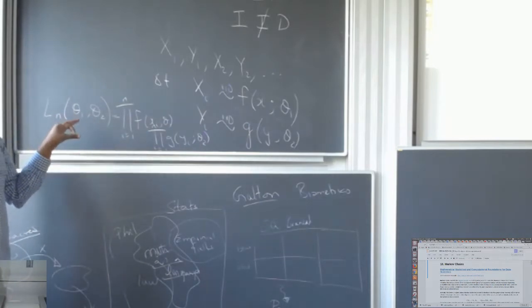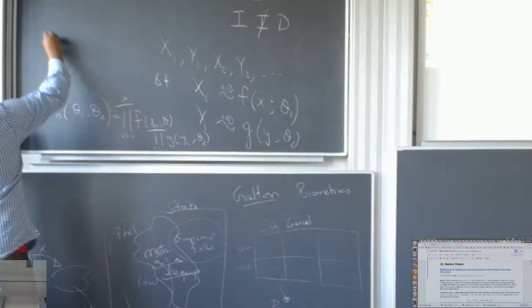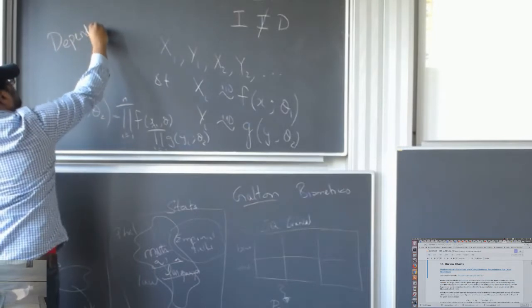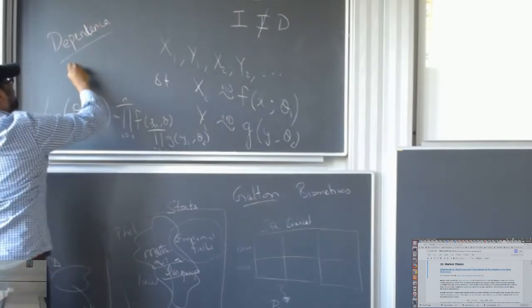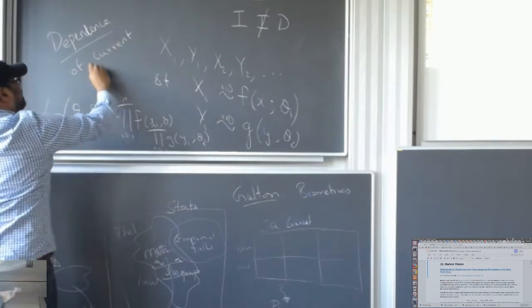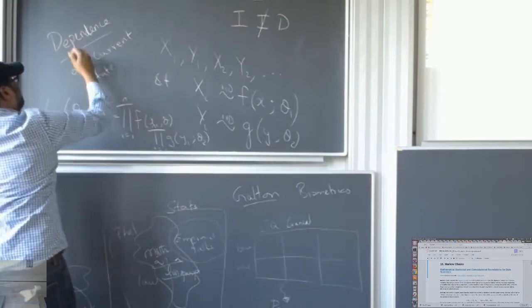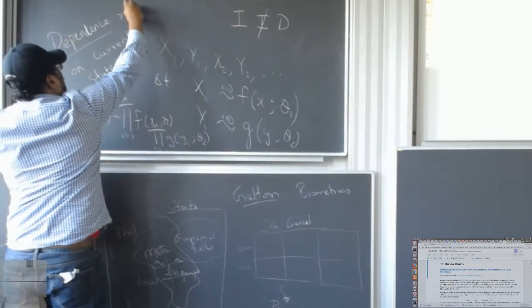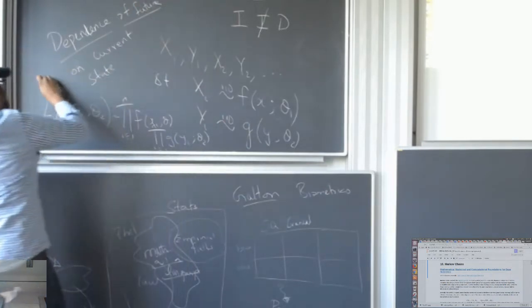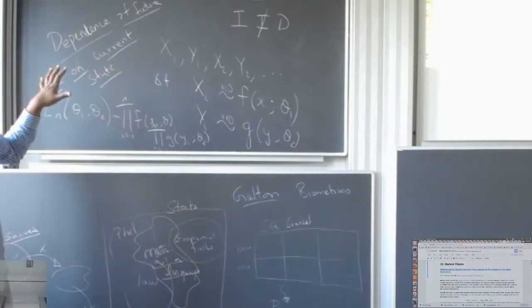But what we want to do is go beyond that. We want to have some kind of dependence, right? So Markov chains allow us to have dependence of the future state on the current state of the process or system, right? That's the simplest kind of dependence.